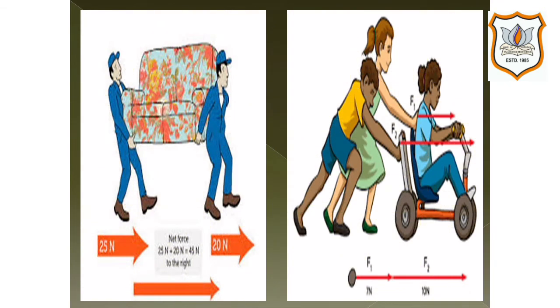Students, as you can see in the first picture, two men are holding a sofa set, and they are applying the force in the same direction. The first man is applying 25 Newton force and the second man is applying 20 Newton force. Then their force is being added up. It means the net force becomes 25 Newton plus 20 Newton, that is equal to 45 Newton towards the right side.